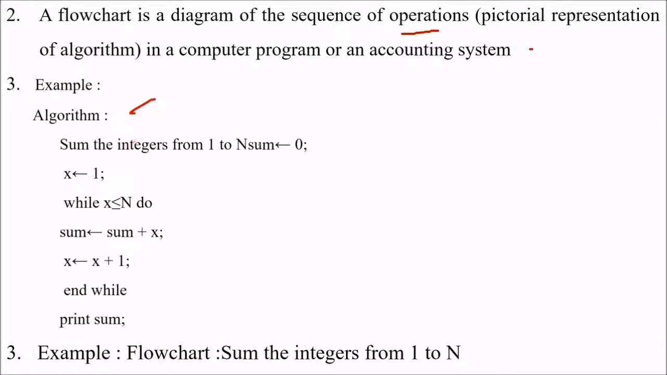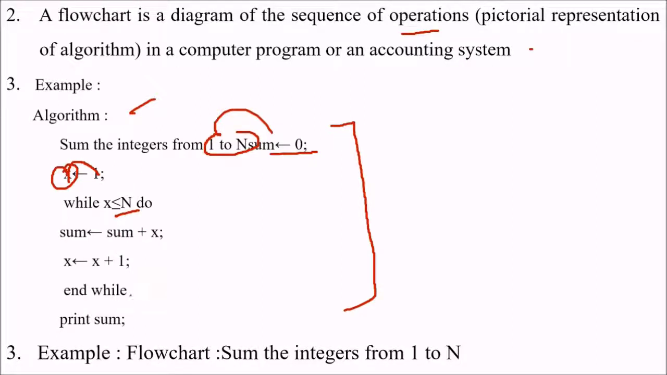The example is this can be an algorithm. We want some work to be done, so we can write it like this: sum the integers from 1 to n. Sum is assigned to be 0, and 1 to n are the possible values. We start with sum equal to 0, we assign 1 to x, and we say while x is less than or equal to n, we do sum equals sum plus x, and we increment x in this while loop, and then print the sum.